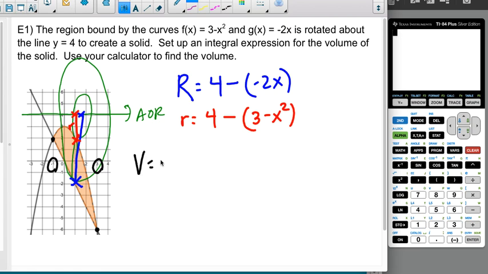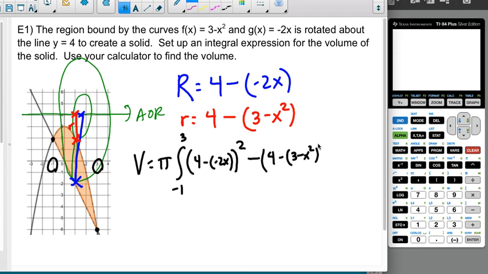So my volume is going to be pi, integral from the smaller x to the larger x, right? From the first washer to the last washer, of big R squared, which is going to be 4 minus a -2x, quantity squared, minus little r squared, which is going to be 4 minus, in parentheses, 3 minus x squared, quantity squared, with respect to x.